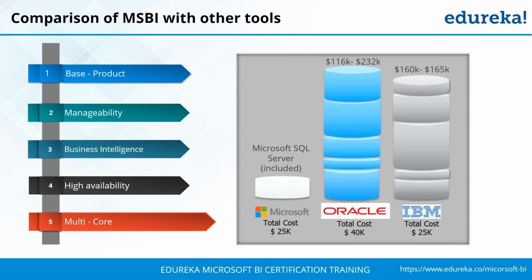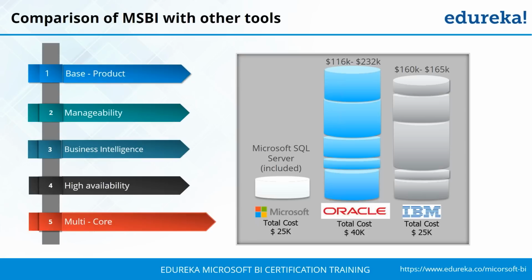Multi-core. By default, SQL Server supports multi-core. If you want to use multiple cores in SQL Server, you're free to do that. That comes as part of the SQL Server installation. But in case of Oracle, it costs another $116,000 to $232,000. For IBM, it's $160,000 to $165,000.